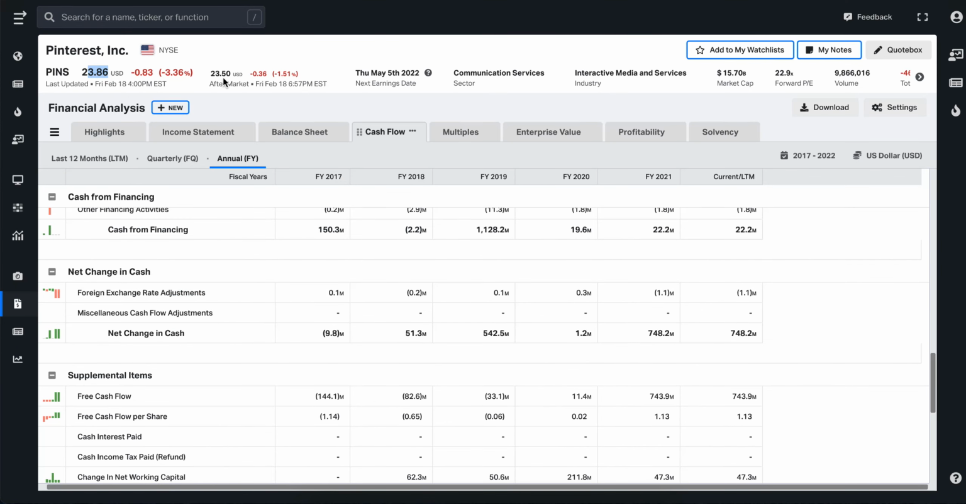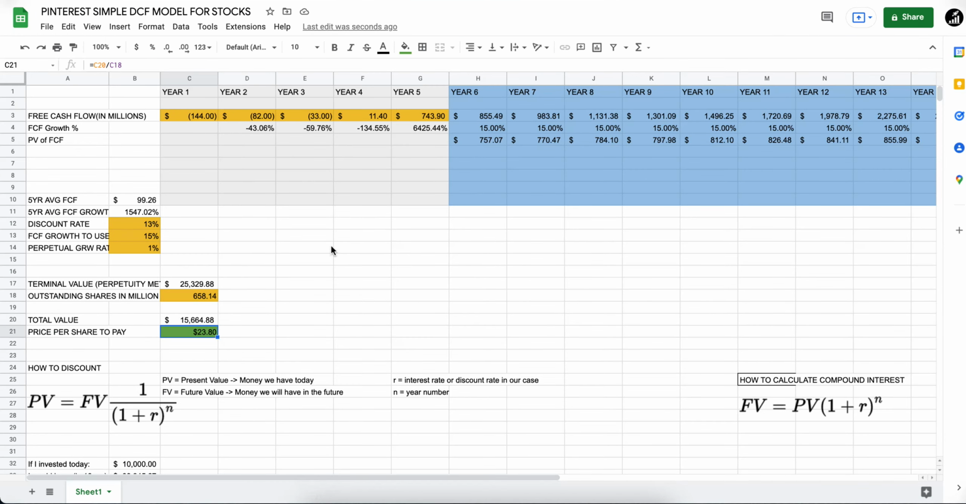And it's probably going to go a little bit less, as you can see here. 23.50 is where it's trading at after market. So probably tomorrow is going to open at around this level and potentially be a buy. So what am I doing with Pinterest? You know, I like it.